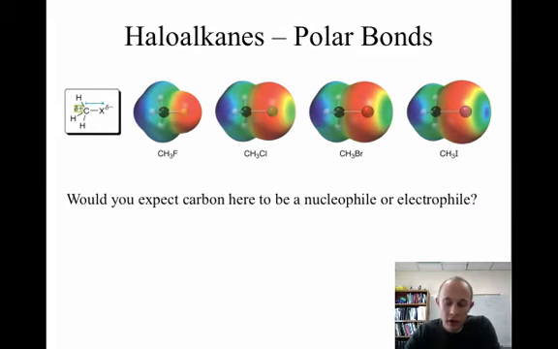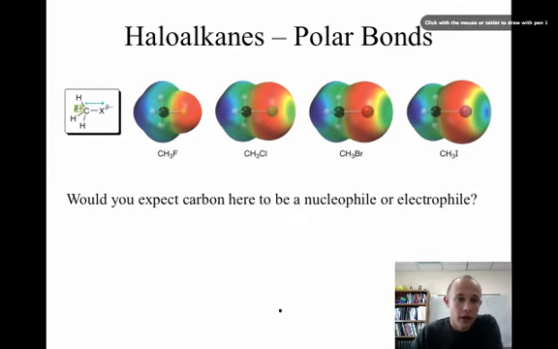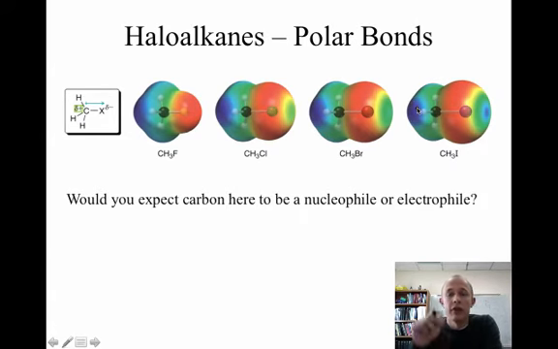Okay, so as you know from earlier in the semester, haloalkanes possess polar bonds, right? So in this, no matter what X is, if it's a halogen, it's going to be more electronegative than carbon, right? So the carbon is going to be partially positively charged. You can see in each one of these maps that there's a blue region on the back side of the carbon atom, which is a region of low electron density, which means that the carbon has a partial positive charge in each one of these haloalkanes.